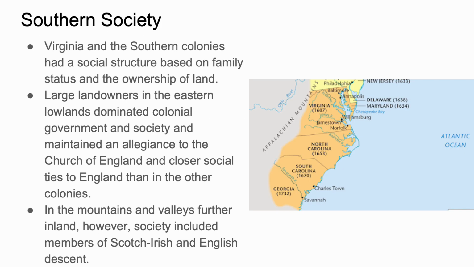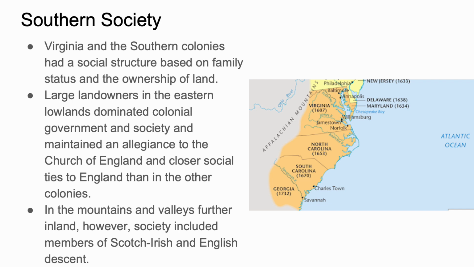As for society, Virginia and the southern colonies had a social structure based on family status and ownership of land, very, very similar to England. The large landowners dominated colonial government and society, and they maintained a strong allegiance to the Church of England and social ties to England as well.